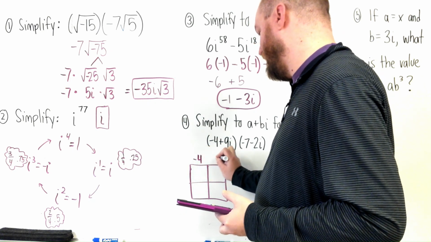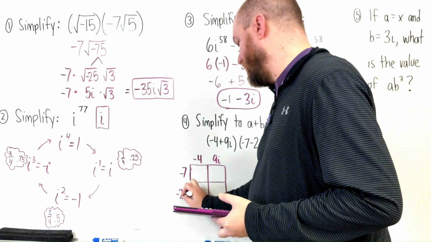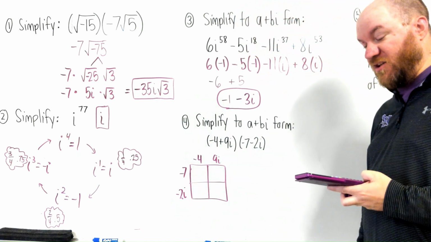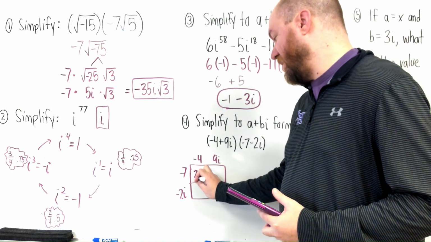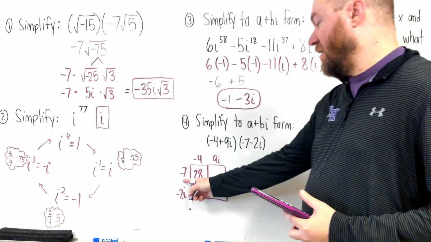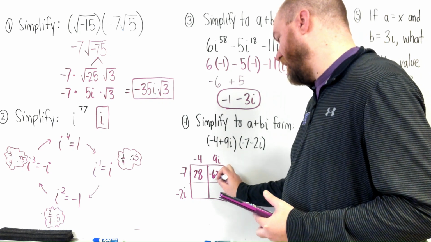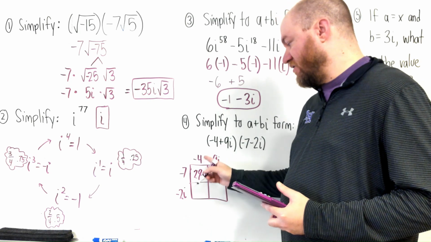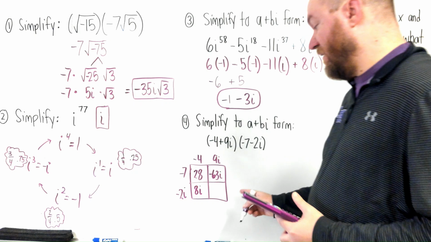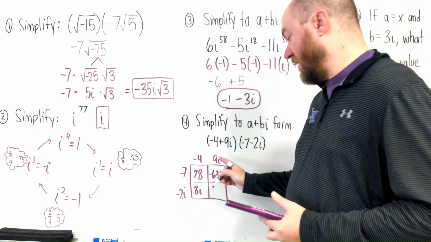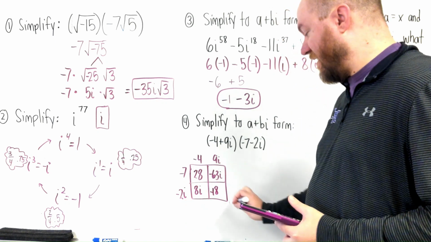I'm going to put -4 and 9i right there. And I'll put -7 and -2i there. And now I just fill in each box by multiplying. -7 times -4 is +28. -7 times 9i is -63i. -2i times -4 is a +8i. And then we're going to be careful here. -2 times 9 is -18. And i times i is i squared.